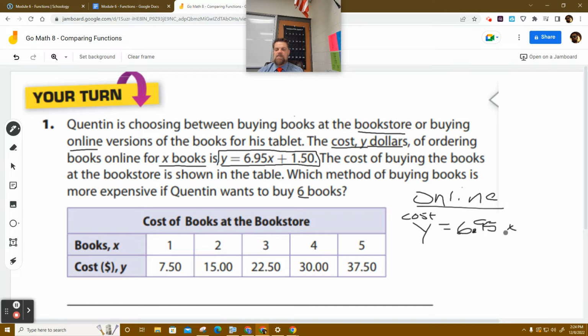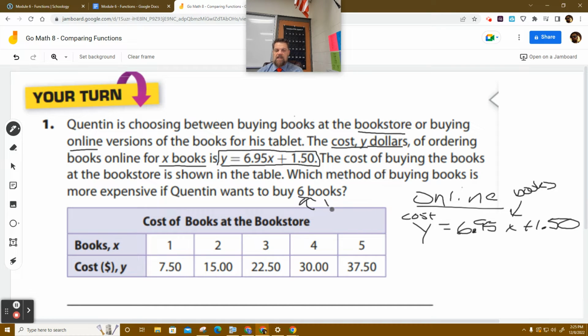6.95. What does x represent? The number of books. And then probably plus $1.50 for shipping or something, right? Okay, so that's the cost. And then if you go to the bookstore, it looks like it's just $7.50 a book. All right, so we need to compare which is the better deal. He wants to buy 6 books.